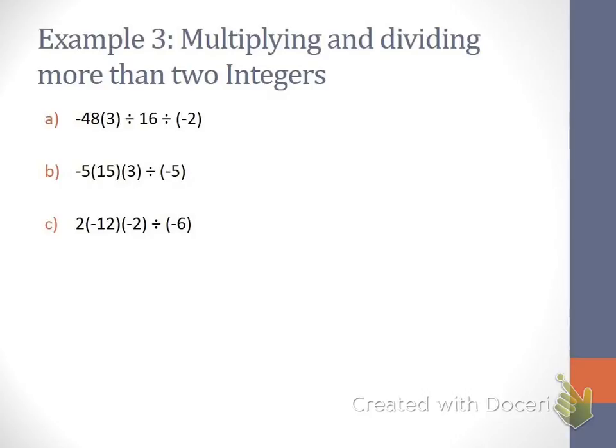So 48 times 3, all right, my mental math people. 48 times 3? 144. Close. 144 divided by 16? 16? No. 6? No. 8. Close. 9. Okay, so I'm just working left to right.